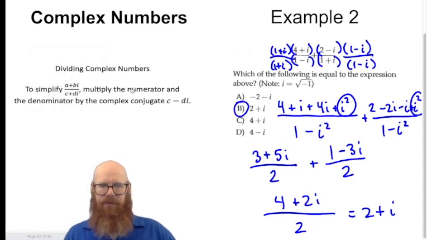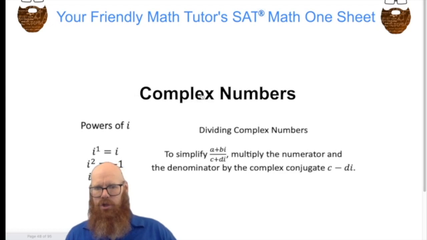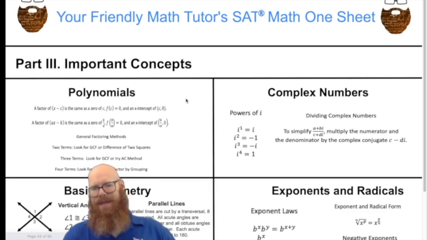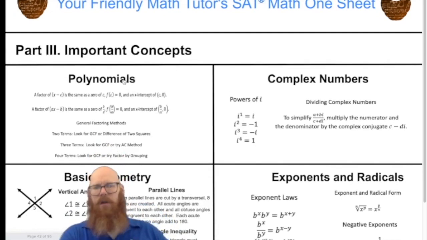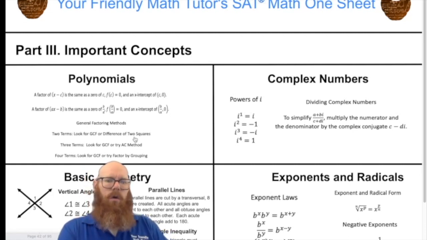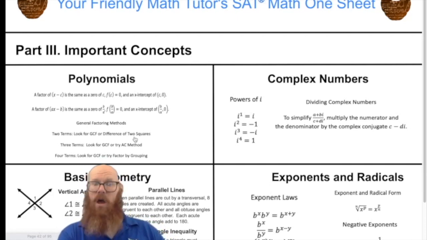All right, so that brings us back to our one sheet. So in this video, we went over polynomials and complex numbers. So in polynomials, you really have to understand the relationship between factors, zeros, and x-intercepts. You have to know the various factoring methods and how to get started with a problem. Always look for a GCF first and then try the other methods. If they don't work, or even after you factor out a GCF, you're still going to look for the other methods.